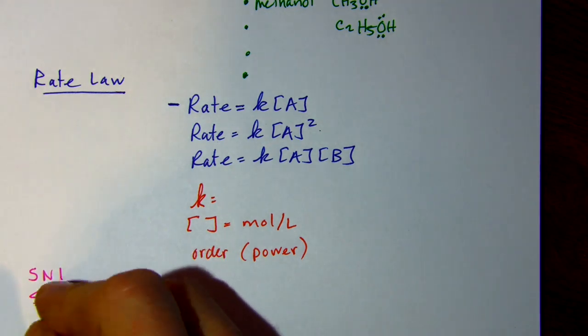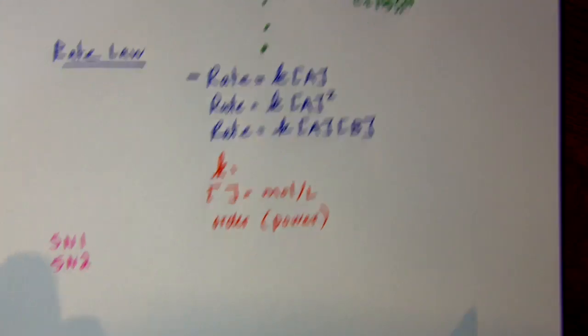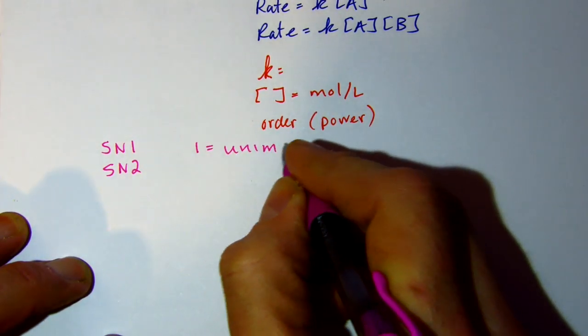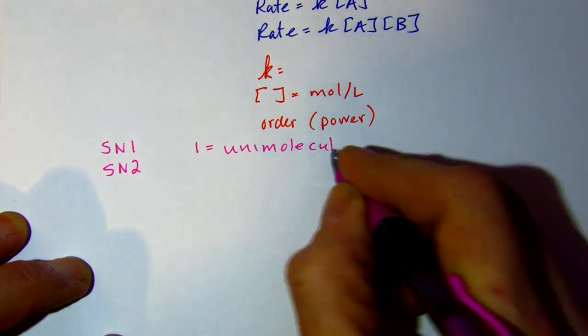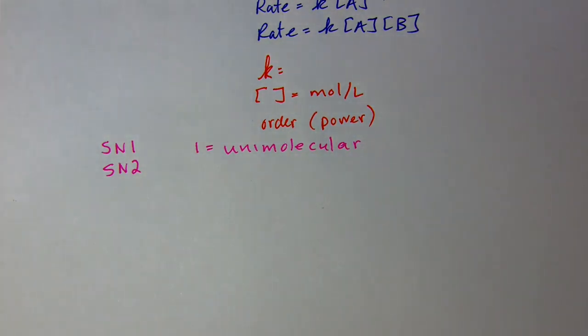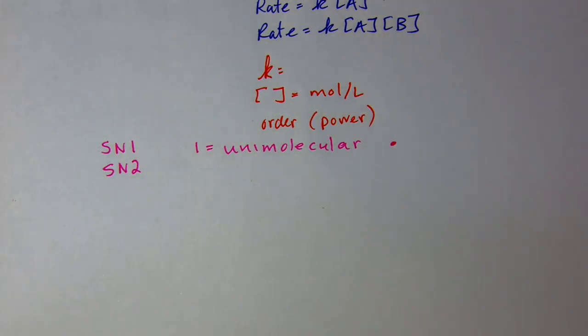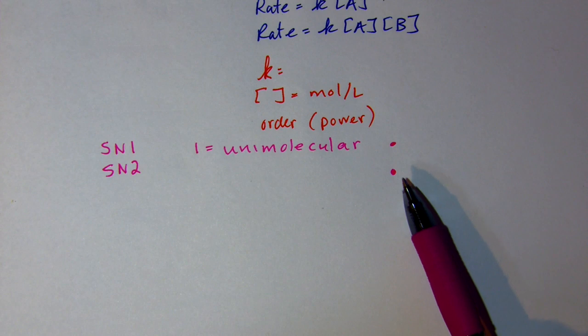SN1 and SN2. The number 1 refers to the type of reaction that is what we call unimolecular. That means that there's one molecule that affects rate, right? Uni means one, and one molecule affects the rate of the reaction. And you'll find out later on that in SN1 reactions, it has everything to do with the leaving group. And we haven't talked about that yet either. But the idea of a leaving group is going to be very important.